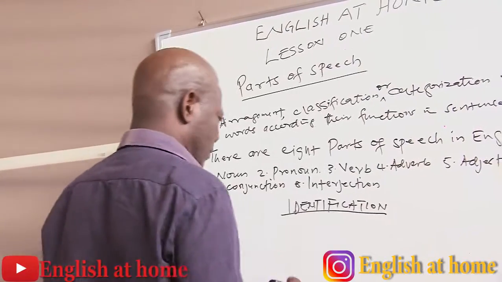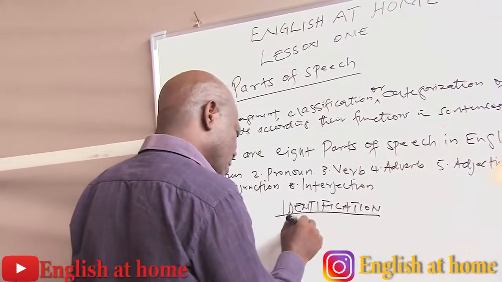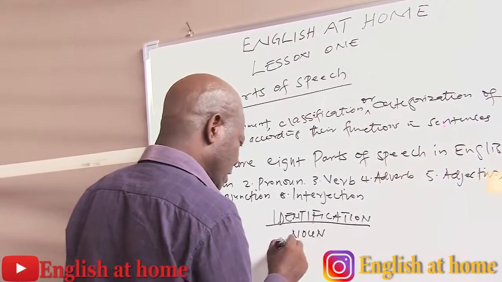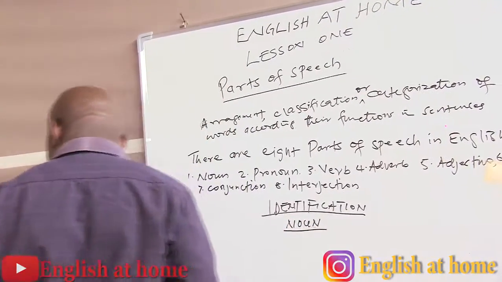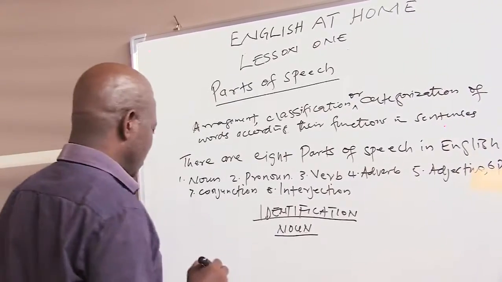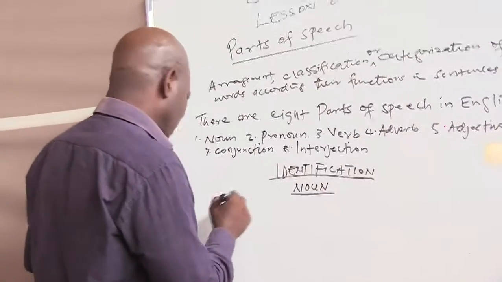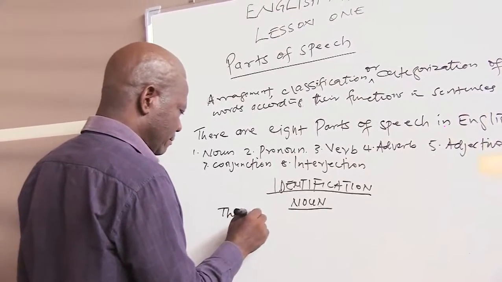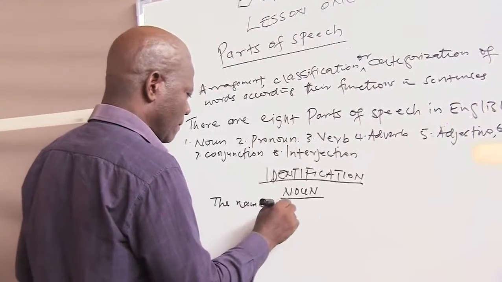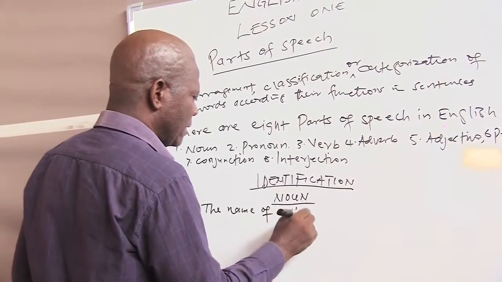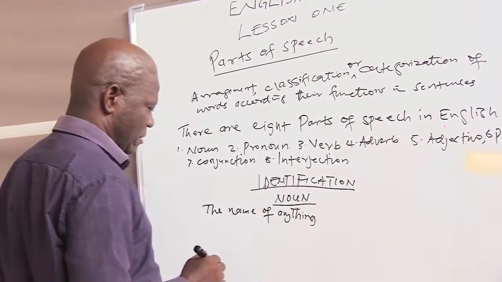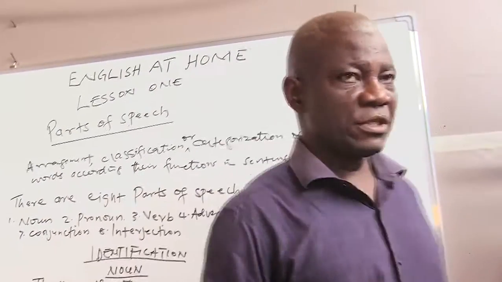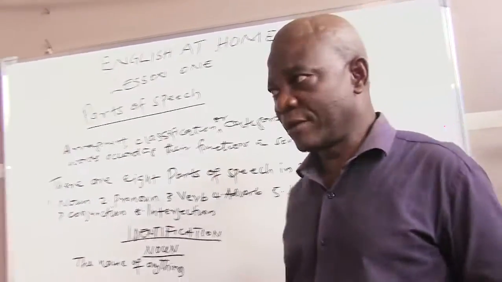Let's go into identification. So what is a noun? What is a noun? All right, somebody defined the noun as the name of anything. This definition is correct because anything that has a name is a noun.